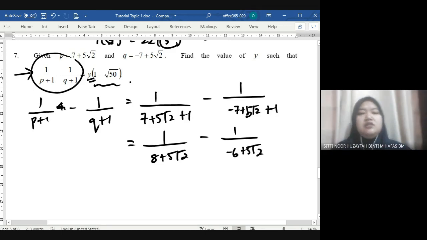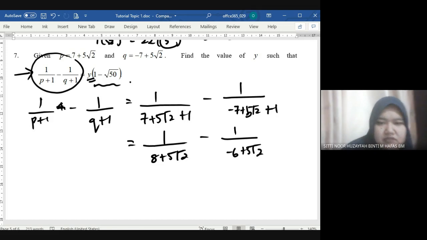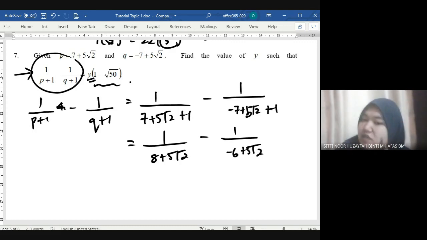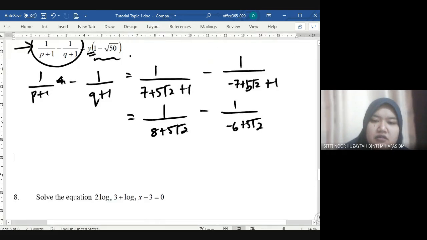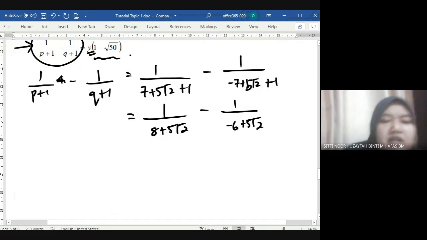Okay, so to simplify this, what do we need to do? We can find the common denominator directly, or we can rationalize first. Okay, it's up to you. So here, if I want to find the common denominator, I will do a cross multiply.